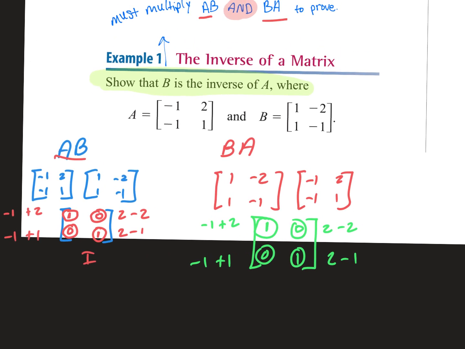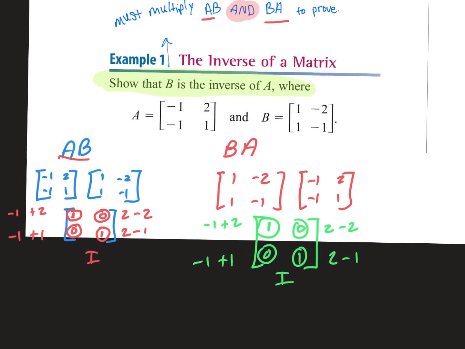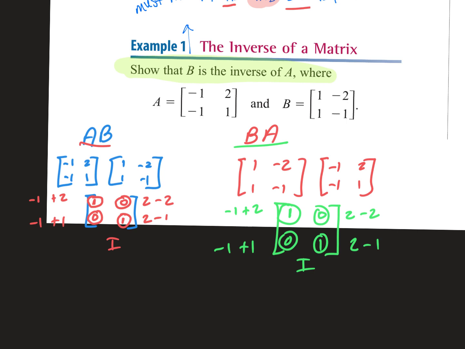So again, guys, the identity matrix was the product. So you have now proven that B, as the question says, is the inverse. How did you do that? Because when you multiplied A times B and then B times A, the identity matrix was the product.